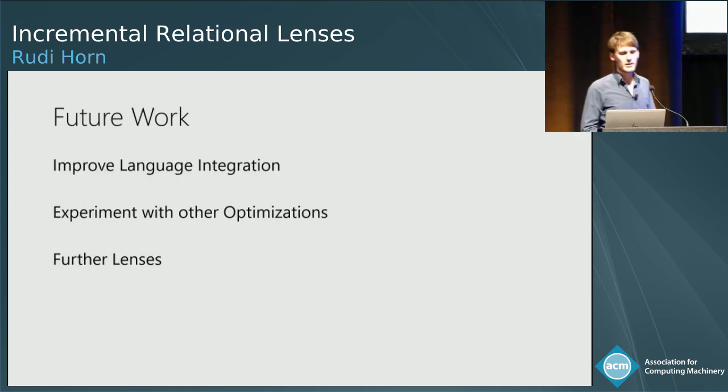that. Some more future work is improving the language integration and possibly also experimenting with other optimizations. So we assume minimality, which you don't necessarily have to do. And it might be interesting to see how it is without. And, you know, there's more lenses that can be done. We also introduced a rename lens, which was fairly straightforward, which allows you to just change the name of columns.